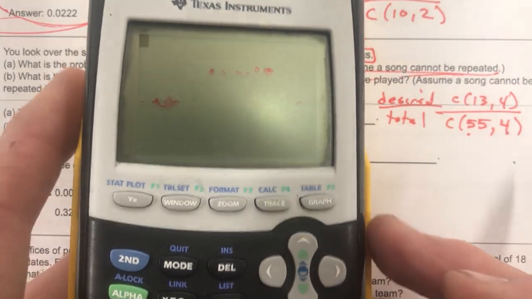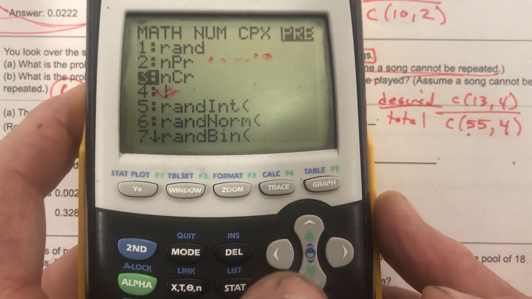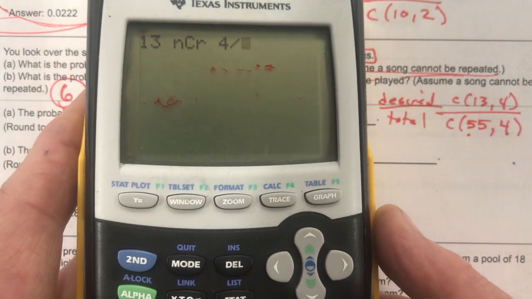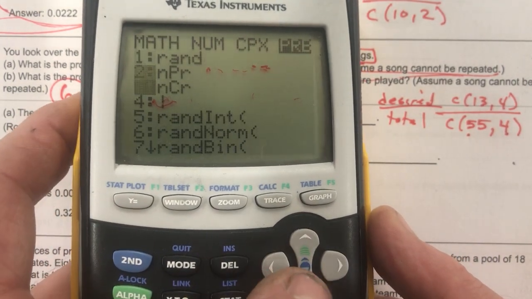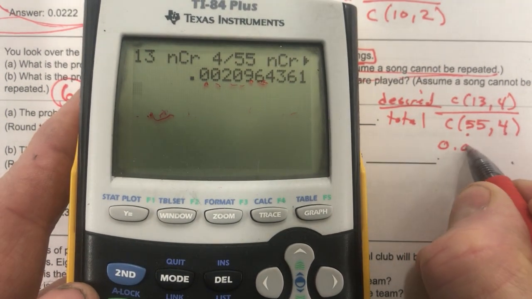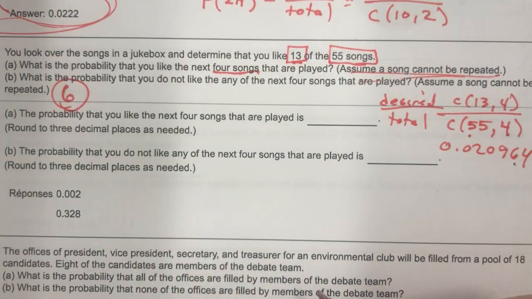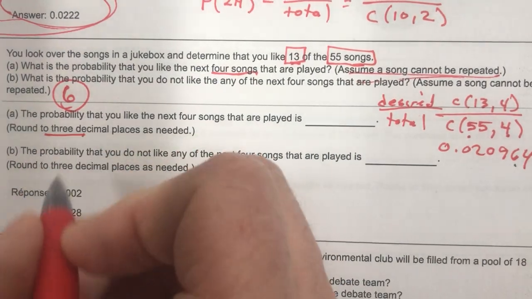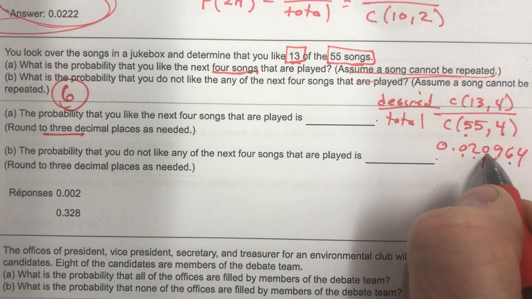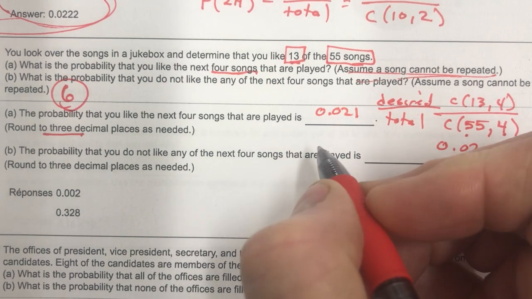All right, so 13 nCr 4 divide by 55 nCr 4, and I get this right here, 0.020964. Okay? Now it says round to 3 places. So 1, 2, 3 right here. This 9 makes that 0 go up to a 1, so 0.021.